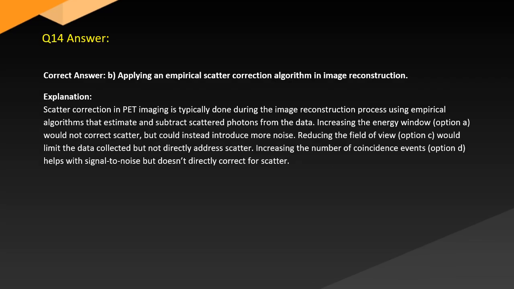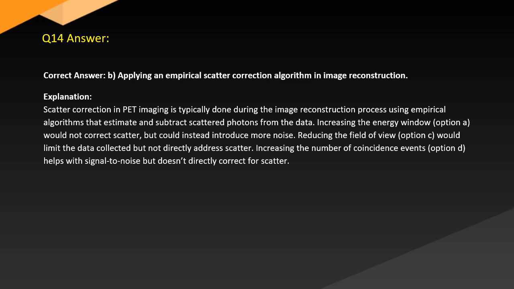Answer. Correct answer: B. Applying an empirical scatter correction algorithm in image reconstruction. Explanation: Scatter correction in PET imaging is typically done during the image reconstruction process using empirical algorithms that estimate and subtract scattered photons from the data.